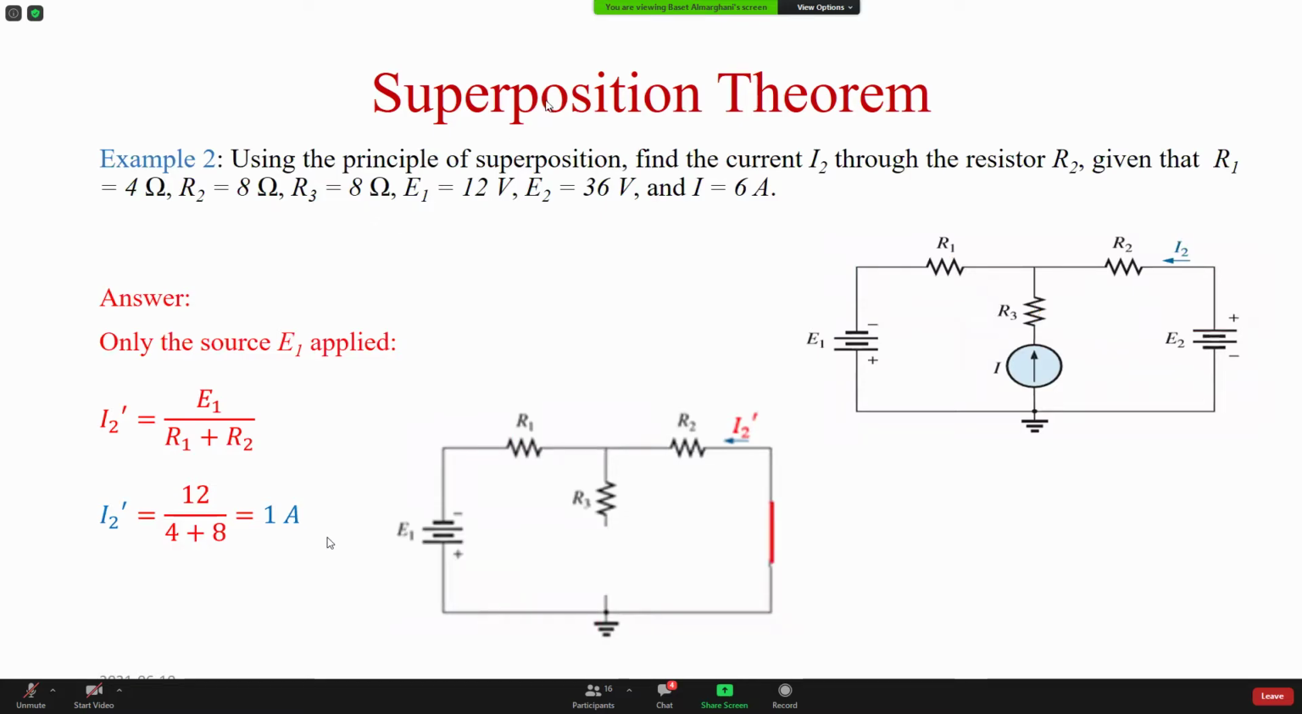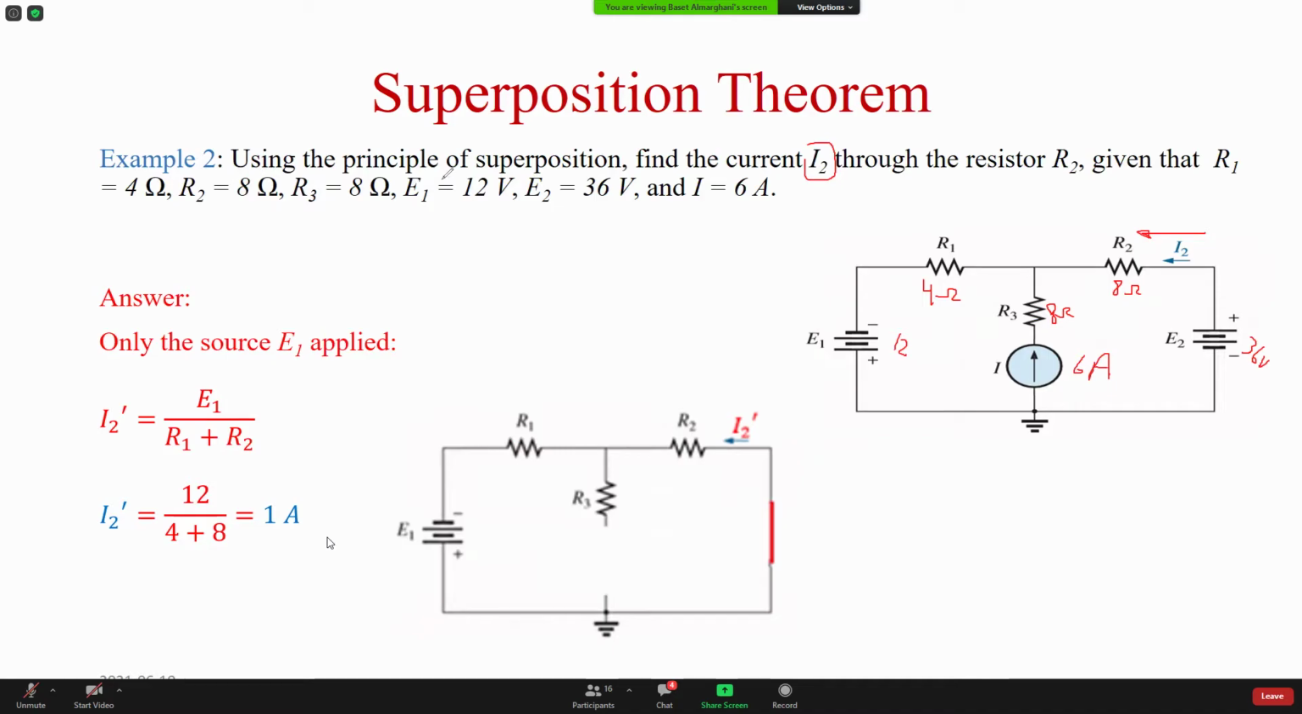Here's the idea one more time. Use the principle of superposition. It means I have multiple sources. Find the current I2, the current through the resistor R2. Given that this is 4, this is 8, and this is 8. This voltage is 12, this is 36, and this is 6 ampere.